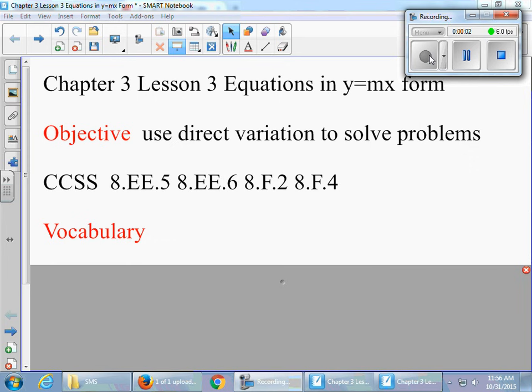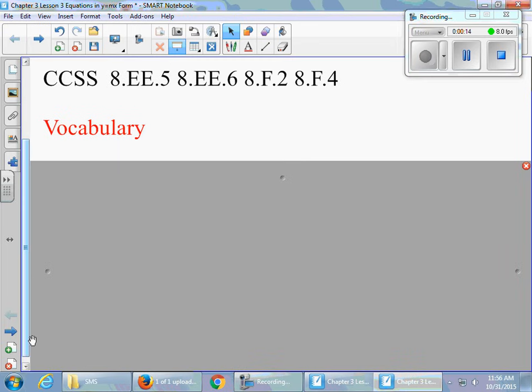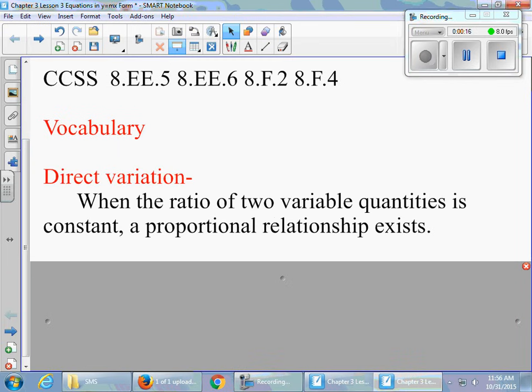Okay, welcome to Chapter 3, Lesson 3, Equations in y equals mx form. Our learning target objective for this lesson is to use direct variation to solve problems. And vocabulary for this lesson. First one, direct variation. When the ratio of two variable quantities is constant, a proportional relationship exists.